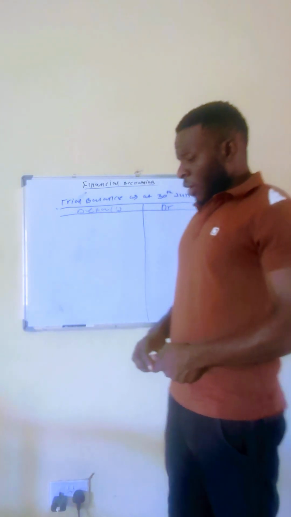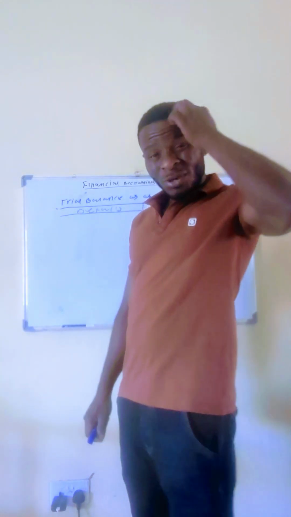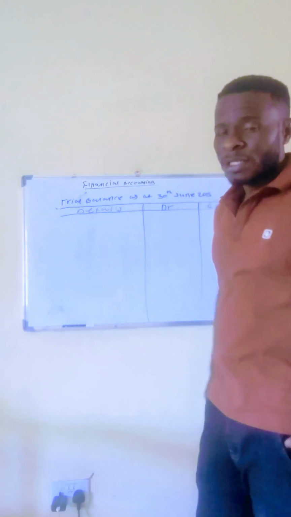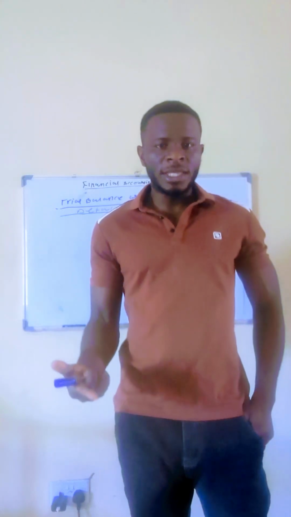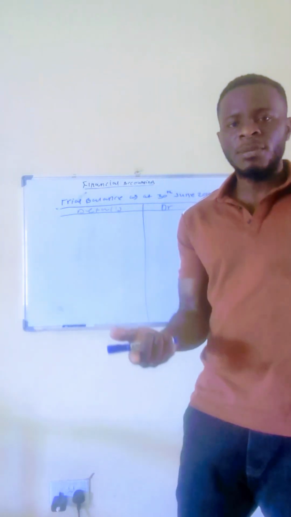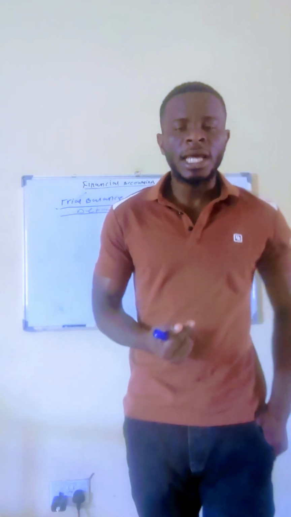So we're going to get the balance brought down figures. Those are the figures that we're going to record in our trial balance. Those figures also consider the side where they're being recorded. If they are recorded on the debit side, we're going to put it on the debit side. If they are recorded on the credit side, we're going to put it on the credit side.